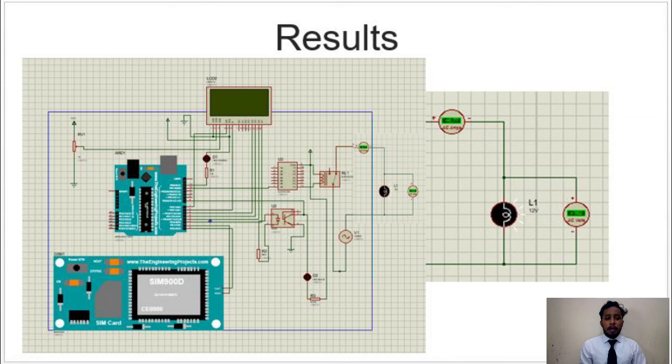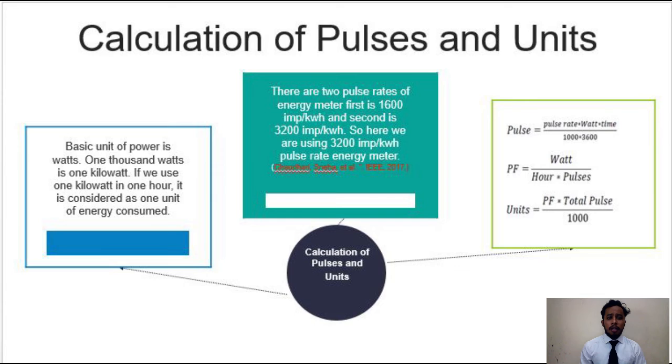This is my result for the simulation. Based on my result, I can see the voltage through the load is 162 and the current is 5.77 amperes.